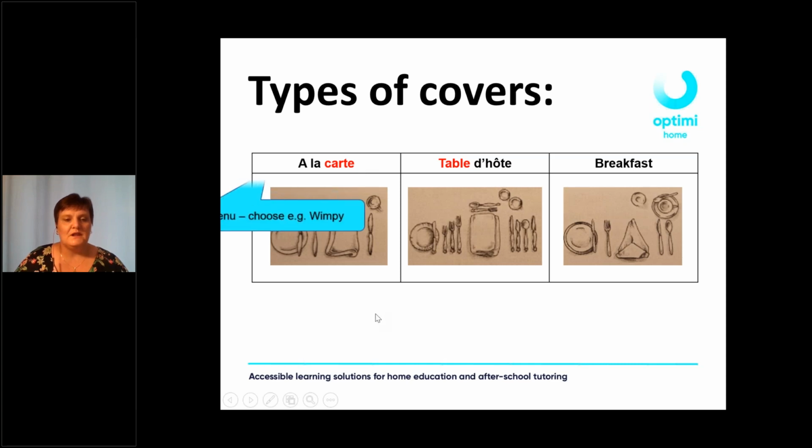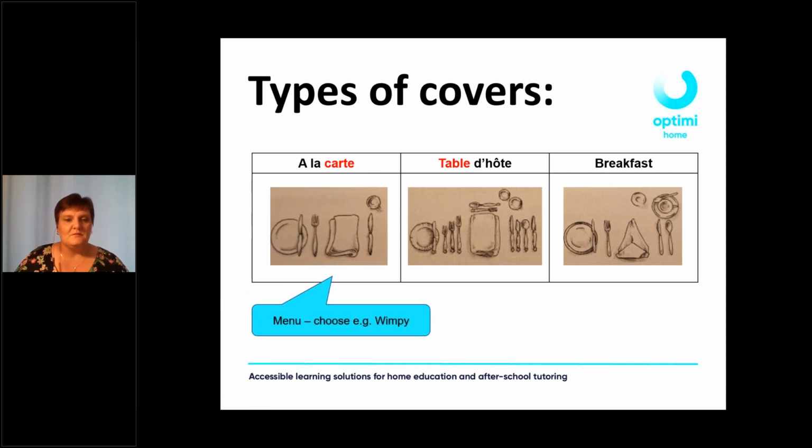So for example, like the Wimpy. All of us had breakfast at the Wimpy in the past. So you can choose whatever you like, and they don't know what you're going to order. So therefore, you just put a fork and a knife and change it accordingly. So that is the a la carte menu cover.